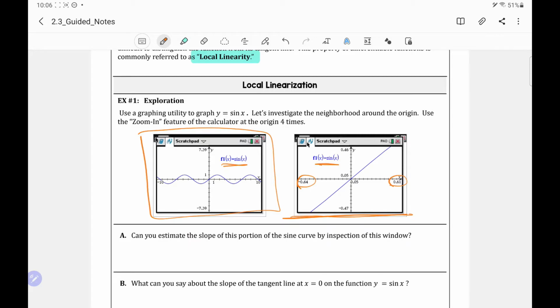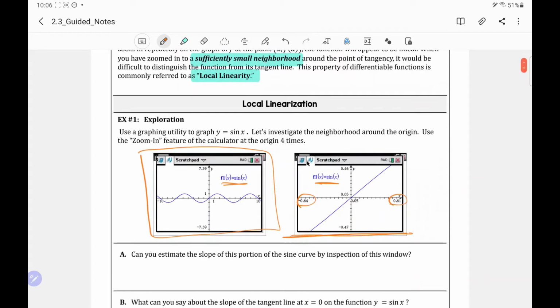So this is what we're saying. Zooming in to a sufficiently small neighborhood just means keep zooming in until you see a straight line. That's all it means. There's not a set defined amount, like you need to zoom 10% or 100%. It's just until you see a straight line. Because once you get zoomed in far enough in a certain area, that area will look like a straight line.